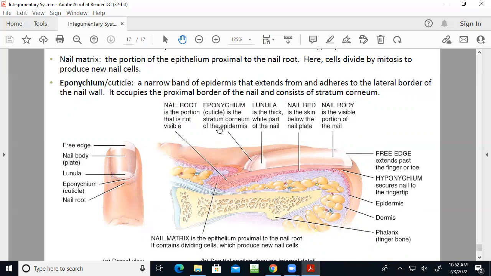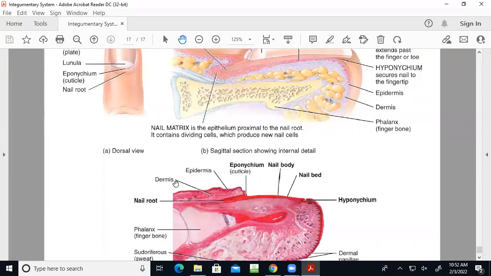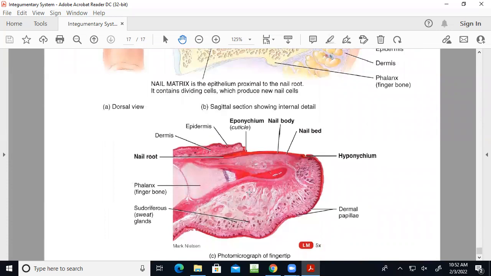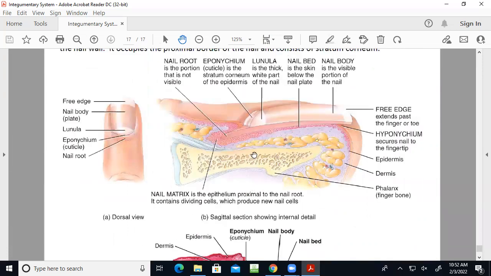I do want you to know these two pictures. I would say everything in this picture we talked about, so highlight that. And this picture, just worry about the structures that are capitalized for you. So don't worry about epidermis, dermis, phalanx, which is just a fancy term for the finger bone. And then looking at the picture at the bottom, it's showing you a photomicrograph, so special scan of a fingertip from a cadaver that's been cut, just like this one.